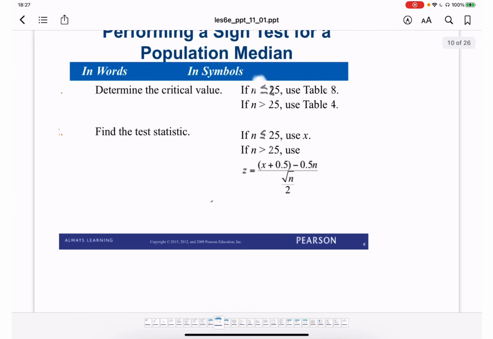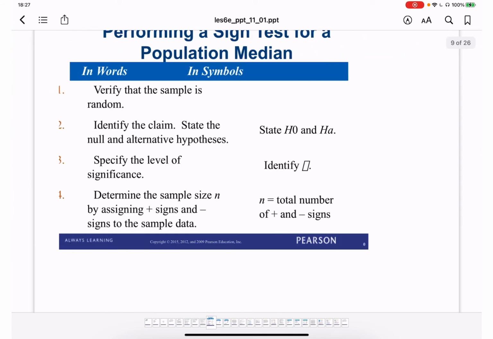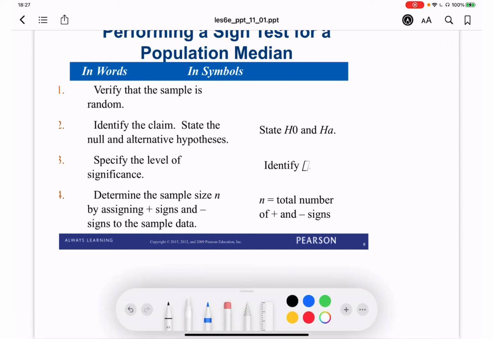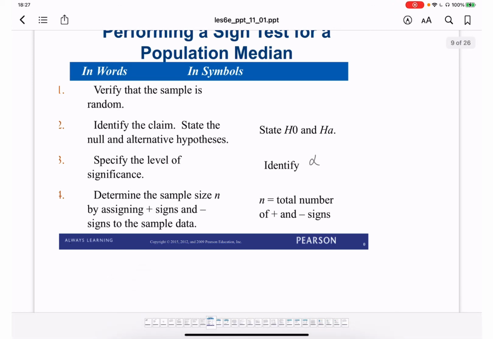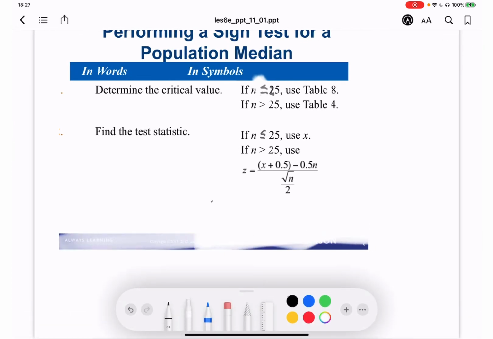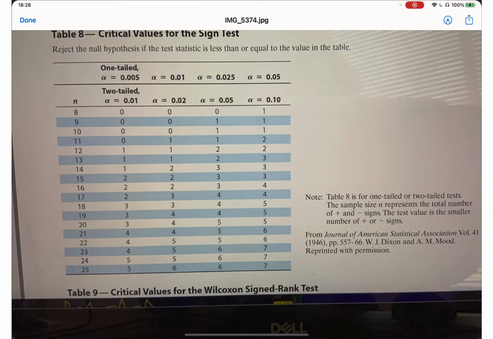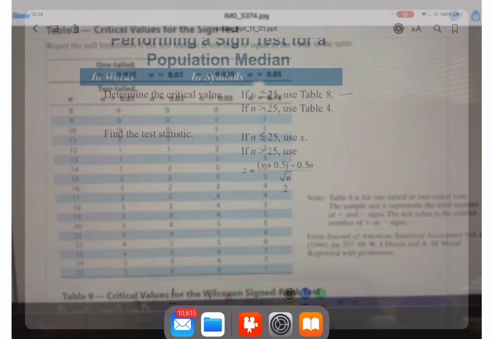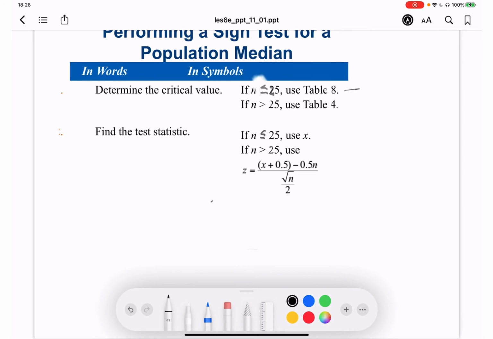So those are the steps I already talked about. Here we need to identify the level of significance, which is going to be alpha. Practically, this Table 8 is the critical value table for the sign test. You are going to use this one, and if n is greater, then you are going to use the z-score table.